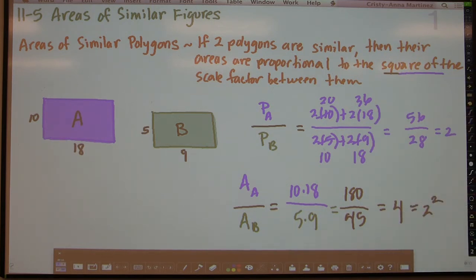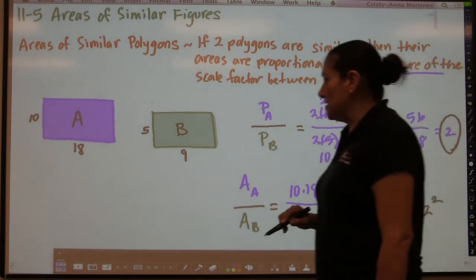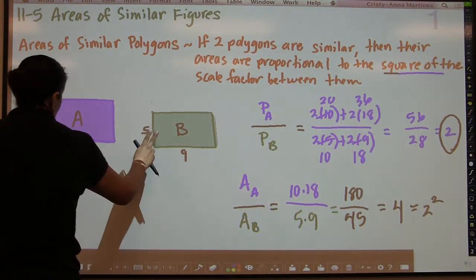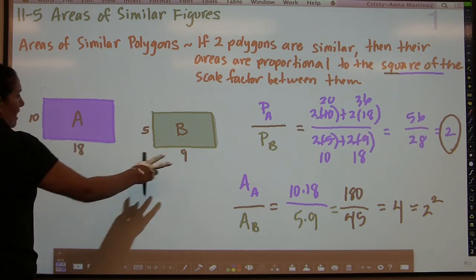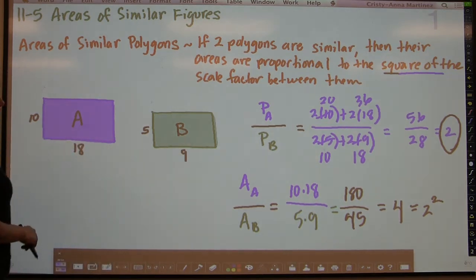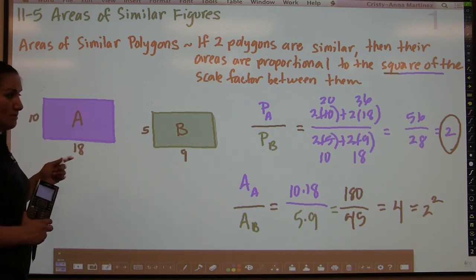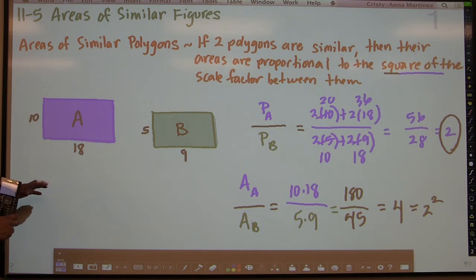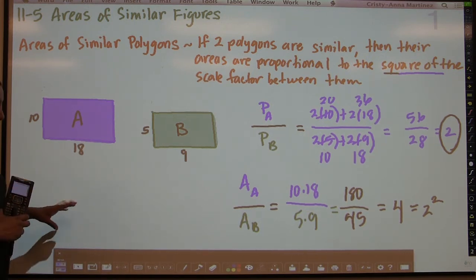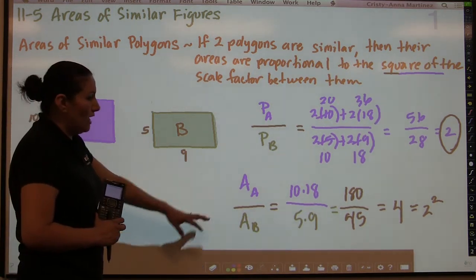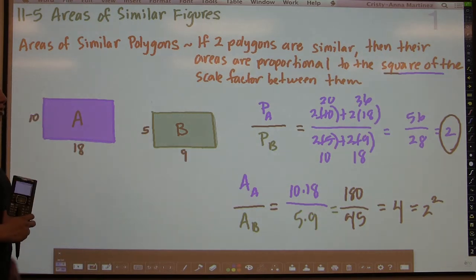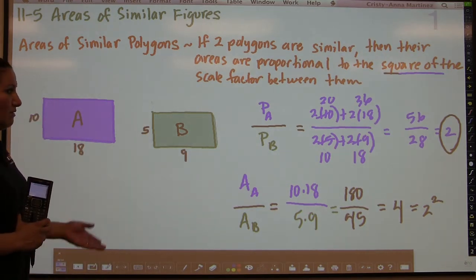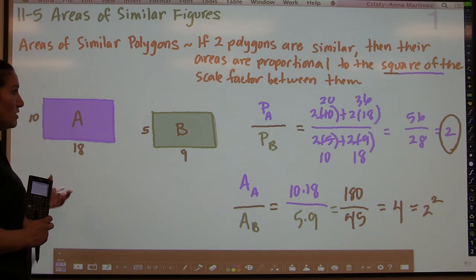So the scale factor for the perimeters was 2. That also happens to be the same factor between 5 times 2 is 10 and 9 times 2 is 18. So the scale factor is 2, and the ratio of the perimeters is the same as the scale factor. That's what we learned in chapter 7. But today what we're concentrating on is that the ratio of the areas is going to be the square of the scale factor. So instead of it being the same as 2, it's going to be 2 squared, which is 4.